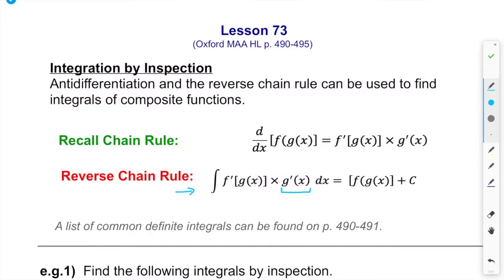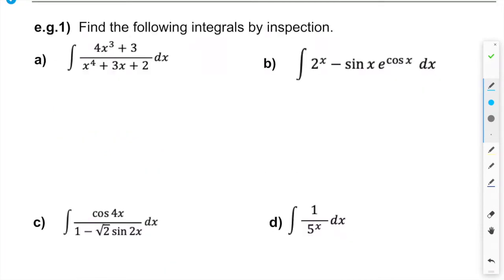Let's take a look at example 1a. Find the following integrals by inspection. A. When you observe this particular function here, do you notice the connection between the denominator and the numerator? If not yet, I'm going to help you out.